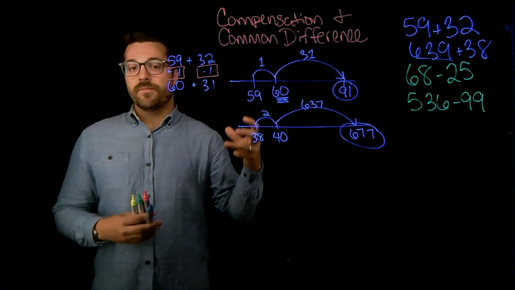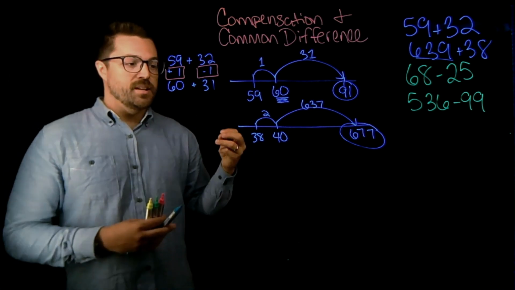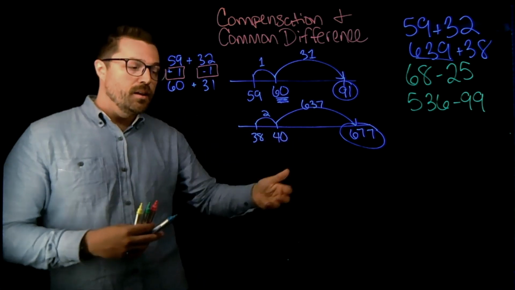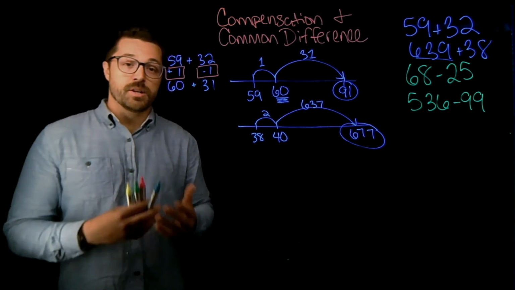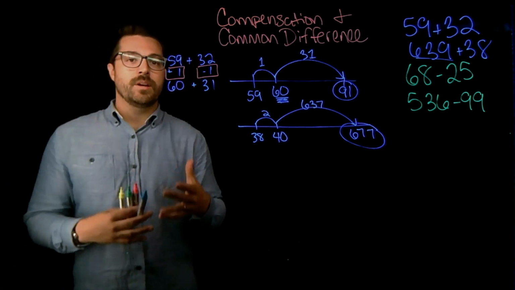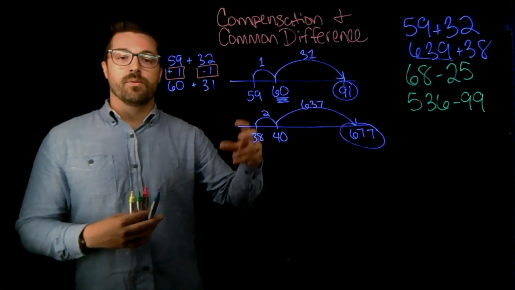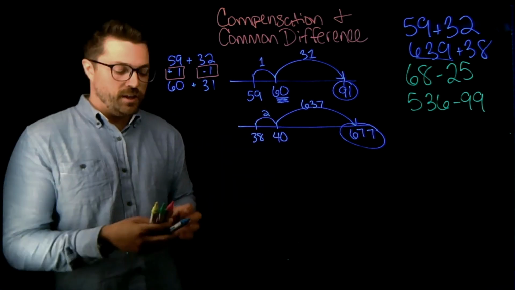A great benefit of this strategy is it allows students, when in a situation where regrouping would be needed, if they were to follow a traditional algorithm, they don't have to regroup here. They can just use that reasoning to kind of get through and think about those numbers differently.